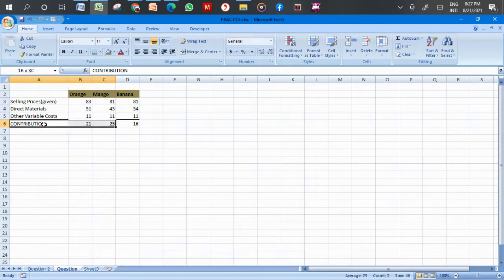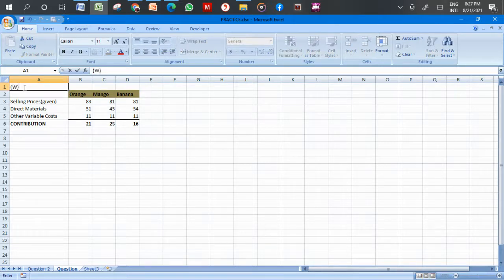Because that's the one that we need to maximize, so we need to find contribution per unit. So this is the first thing that we have to calculate. Let's just call it working number one: calculate contribution per unit. Then let's go to working number two. You'll see a series of workings, but don't worry, it will be fine.